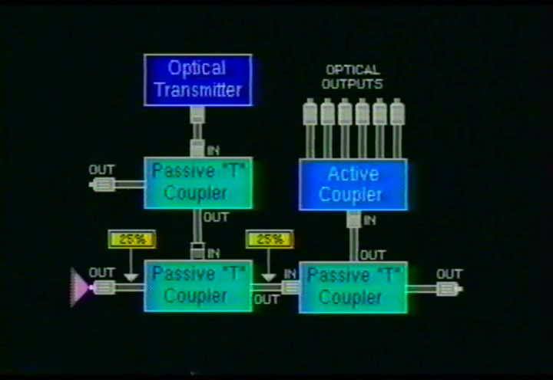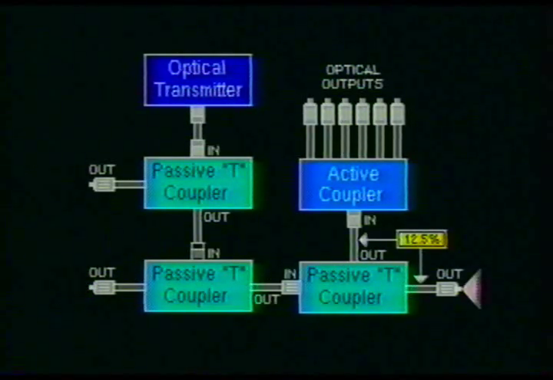This 50% then travels through the second passive T-coupler. Once again, the energy splits, half going out one port and half passing through the coupler to the next stage. At this point, we have only 25% of the original signal remaining. This 25% then enters a third passive coupler, where it is again split in two. This only allows 12.5% of the original optical data to be sent to the next stage.